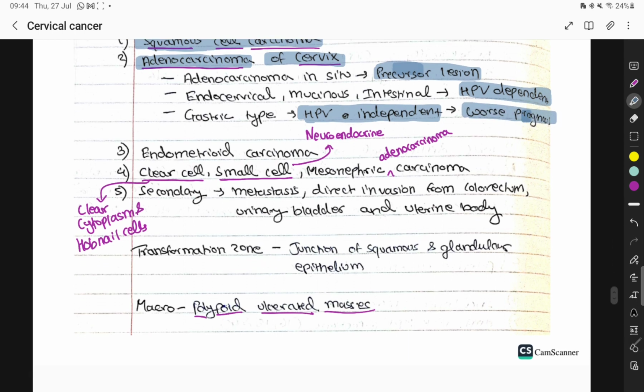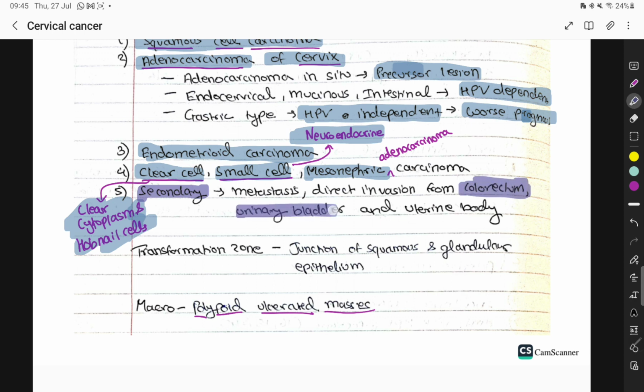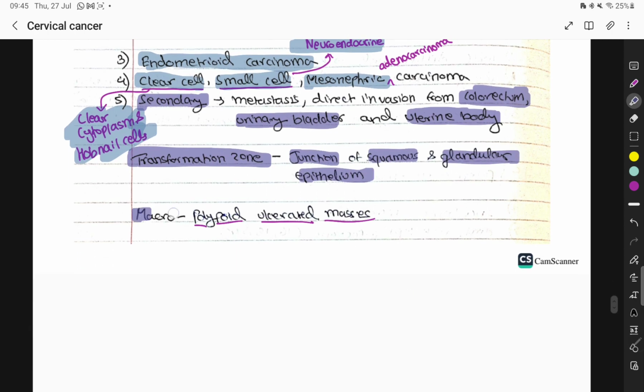Okay. Then you have endometrioid carcinoma. Clear cell carcinoma has clear cytoplasm and hobnail cells, which is what you will see microscopically. Small cell carcinoma is neuroendocrine. Mesonephric adenocarcinoma is from the mesonephric duct during development. Then you have secondary metastasis, direct invasion from the colorectum, urinary bladder, and uterine body. The transformation zone is the junction of squamous and glandular epithelium. Macroscopically it looks like a polypoid ulcerated mass.